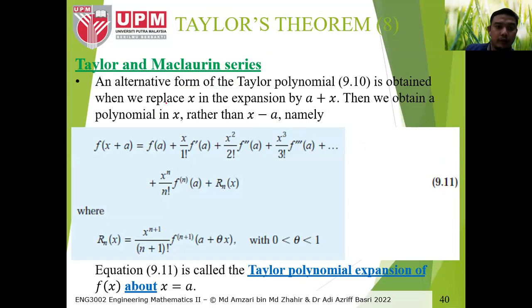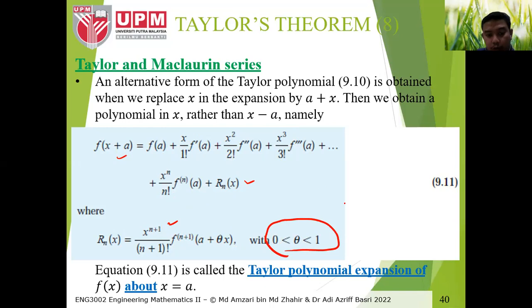which we obtain when we replace x with the expansion of a plus x, then we obtain a polynomial of x rather than x minus a. So we can simplify, x plus a becomes f(x) equals f(a) plus x divided by 1 factorial times f prime a, plus x squared over 2 factorial times f double prime a, and the rest, plus R_n, where R_n is x to the power of n plus 1 divided by n plus 1 factorial of f^(n+1) at a plus theta x, where theta should be in the range of 0 and 1.